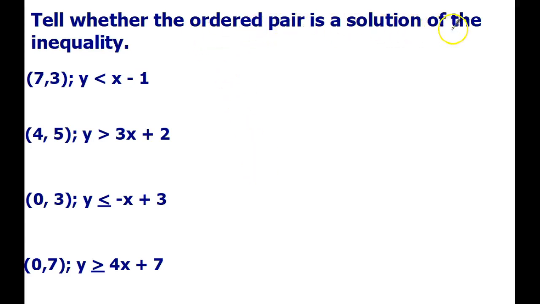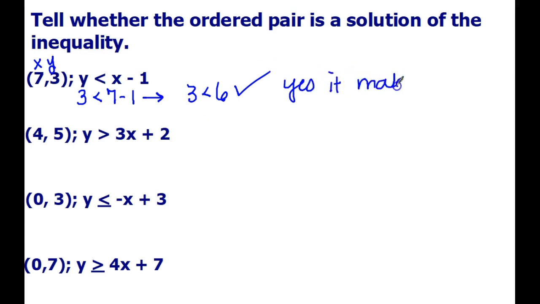All right, tell whether the ordered pair is a solution of the inequality. If it's a solution of the inequality, then it will make the statement true. So this is x, and this is y. When we plug in x and y, we're saying that 3 is less than 7 minus 1. Well, 7 minus 1 is 6. So is 3 less than 6? Yes. So this is a solution. Yes, it makes the inequality true.